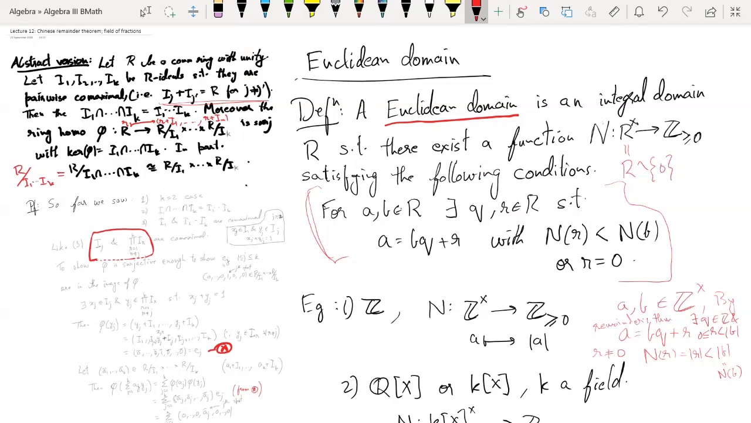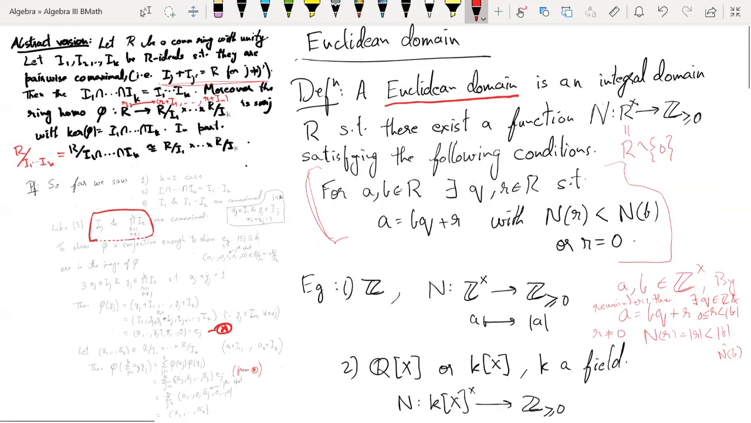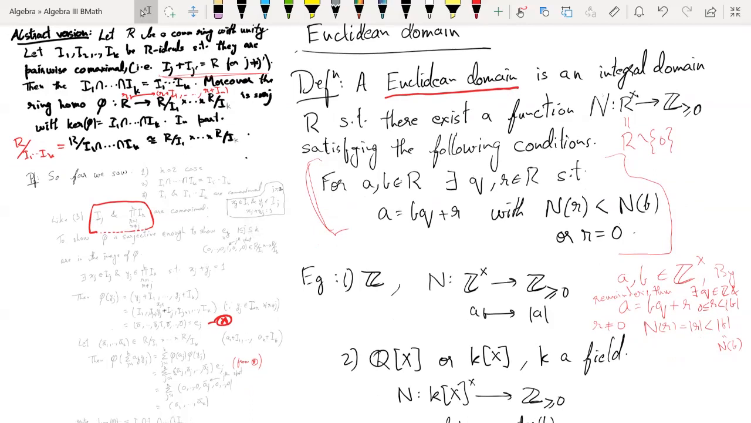So that is the kind of function we are looking at. Very minimal kind of restriction, but we need something so that we can carry out the division algorithm. So we need some function which will allow us to do the division algorithm. Similarly, that tells you that Z is a Euclidean domain because we illustrated this function.